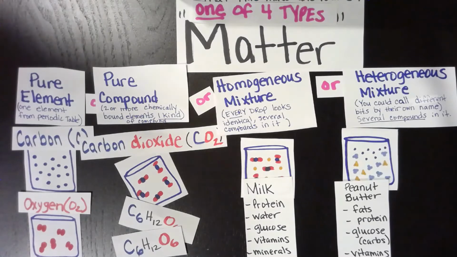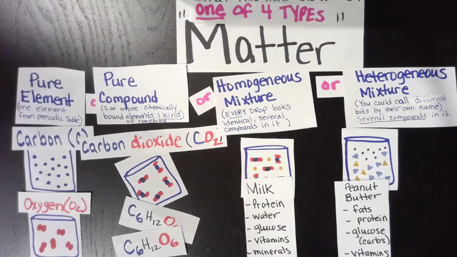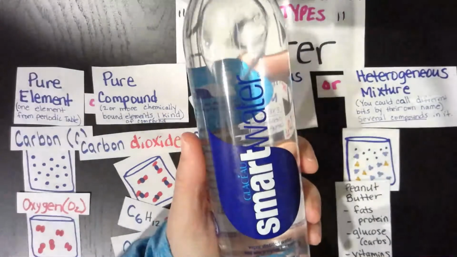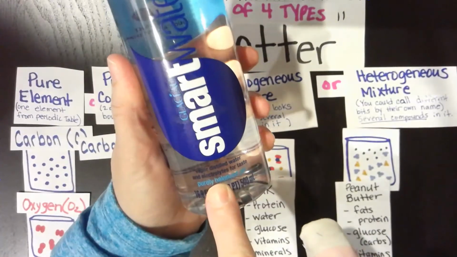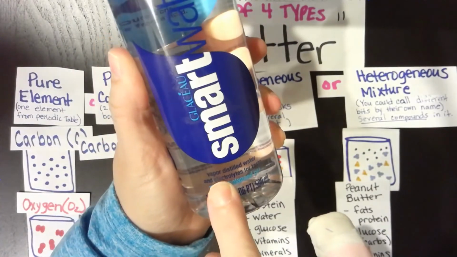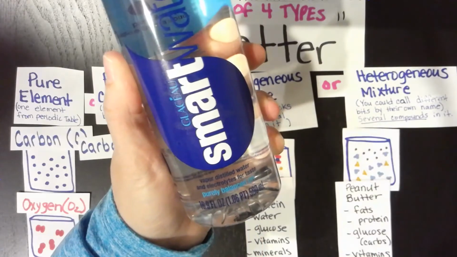Now I want to show you one more homogeneous mixture because this is one of the trickiest examples in our quiz and in our lab, and that is water. So here I have a bottle of smart water, and it says something very interesting on the bottom. I don't know how well you can read this, but it says vapor distilled water and electrolytes for taste.